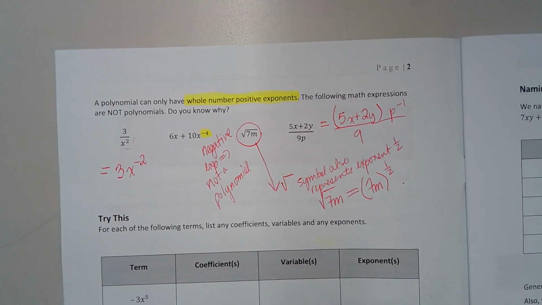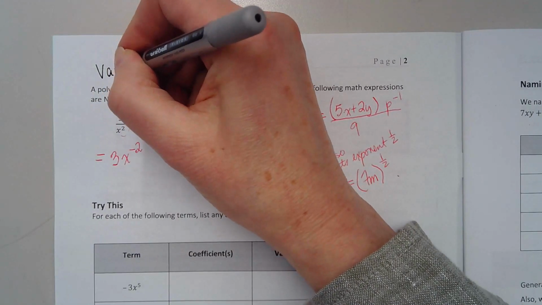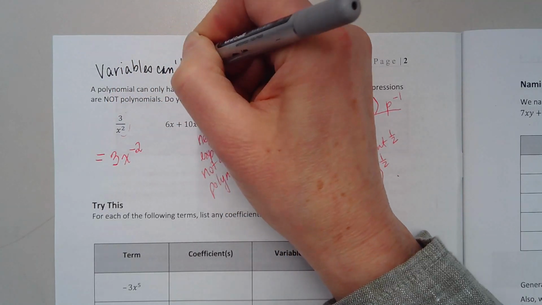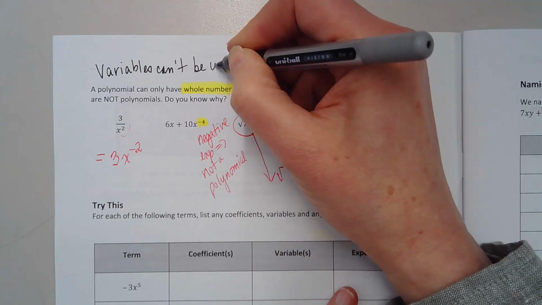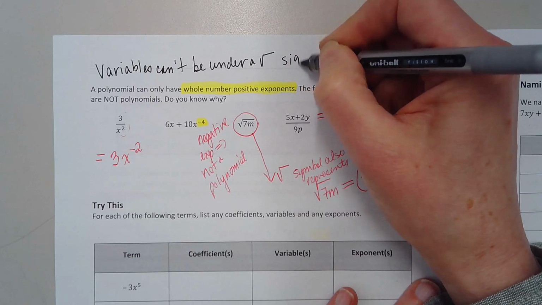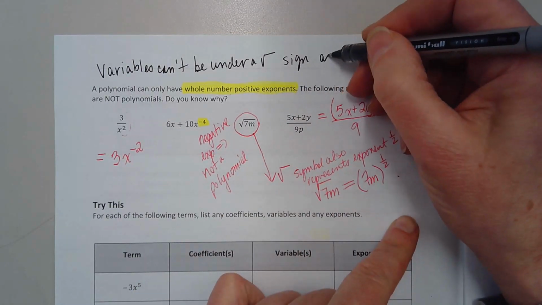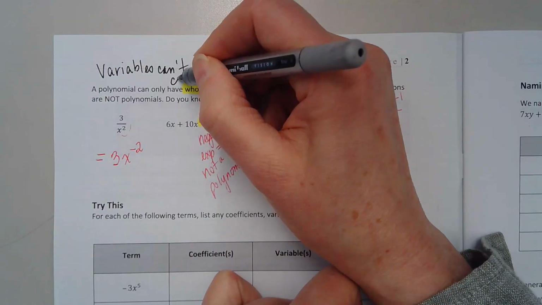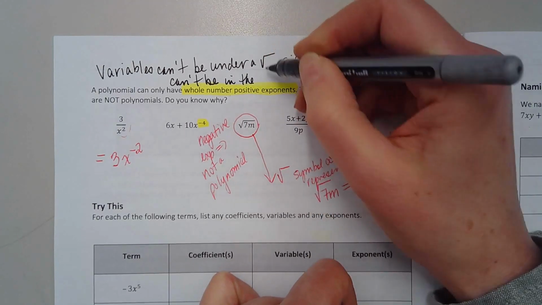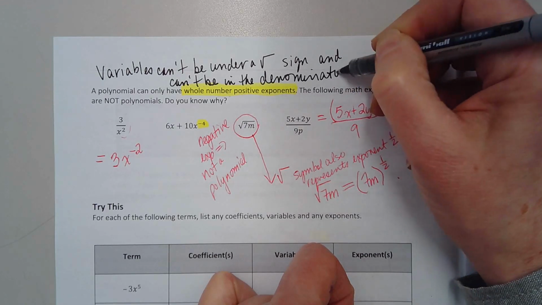Okay? I guess the takeaway is no variables. This is what we'll record. Variables can't be under a radical sign, because that means they're really attached to a fraction exponent, and can't be in the denominator. I think that would suffice, right?